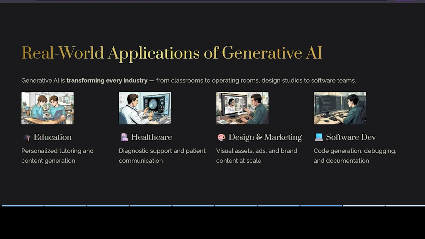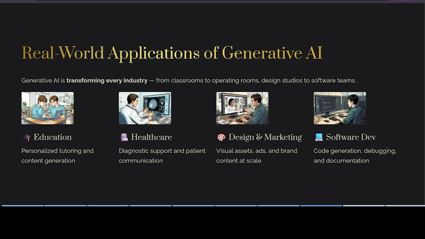Next we are going to see real world applications of generative AI. Generative AI is transforming many industries. That means education, healthcare, design and marketing, and software development. In the education field, students receive personalized explanations. Teachers generate quizzes, lesson plans, and assignments. Learning becomes more interactive, right?